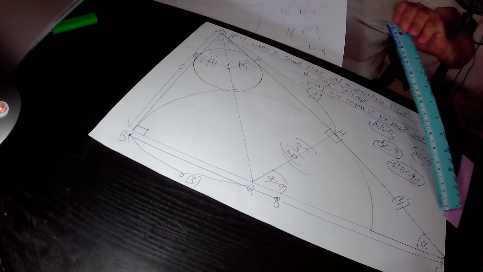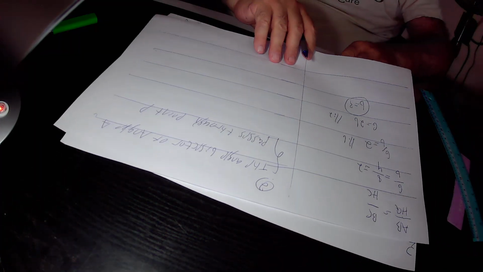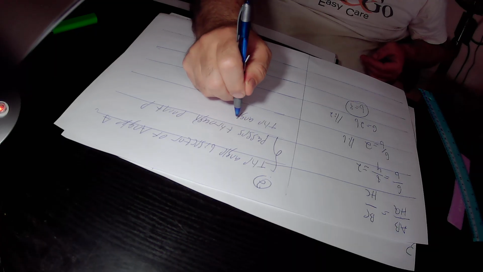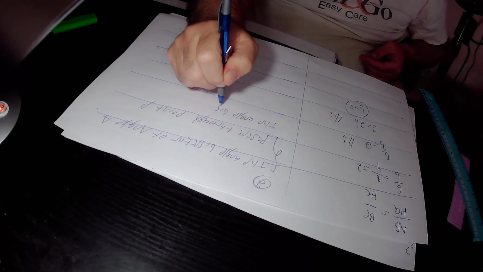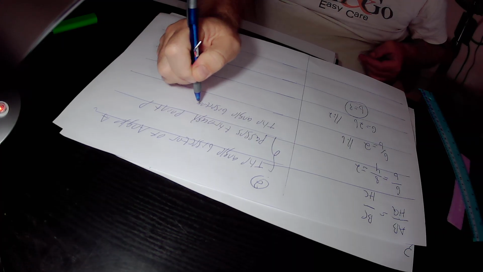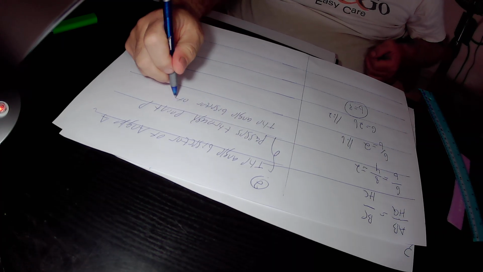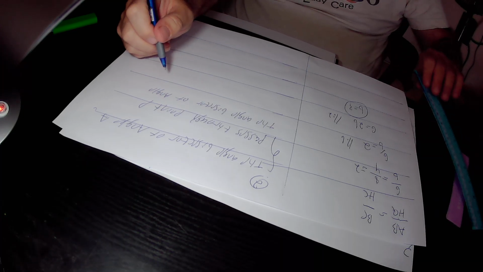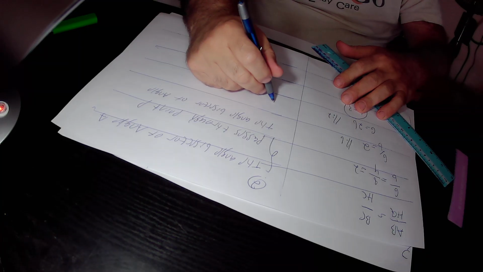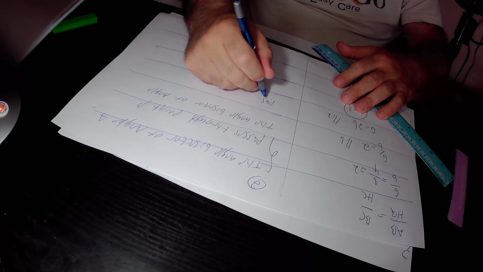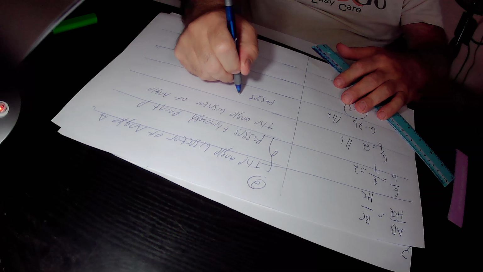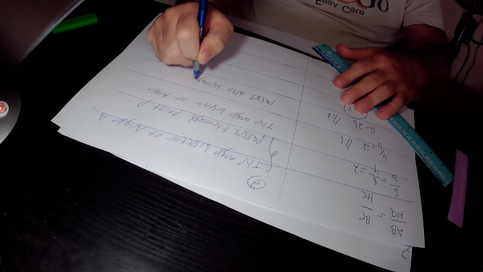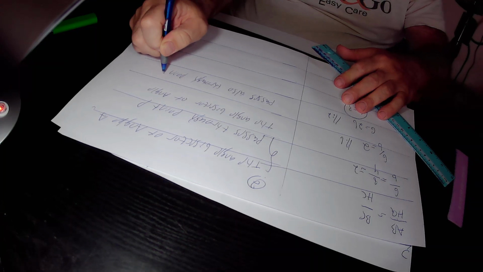So I'll write it down. We actually found out that the angle bisector of angle A passes also through point Q.